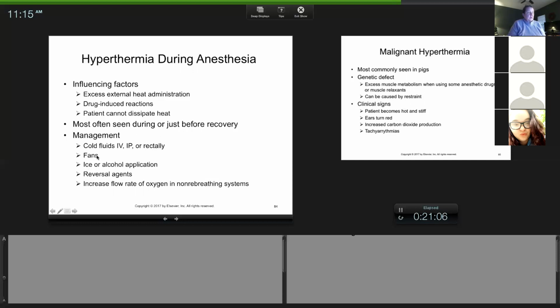And fans are good. Now, if you're concerned, if the doctor thinks it's a reaction and you have a reversible drug, probably going to reverse the patient. You can increase your flow of oxygen because that's going to cool them.